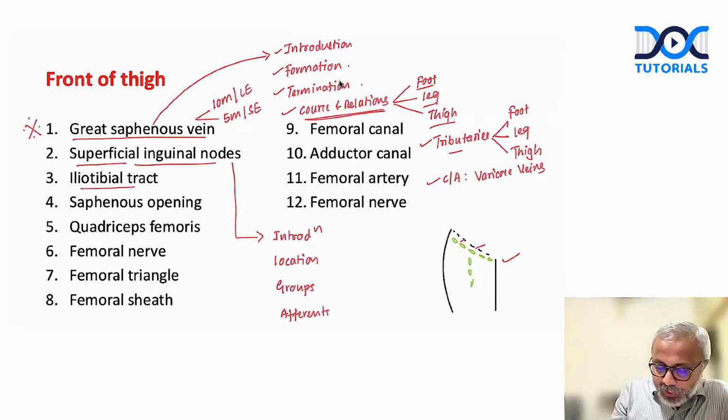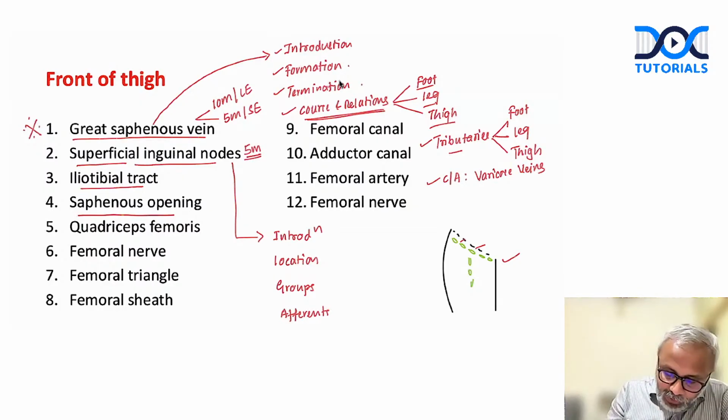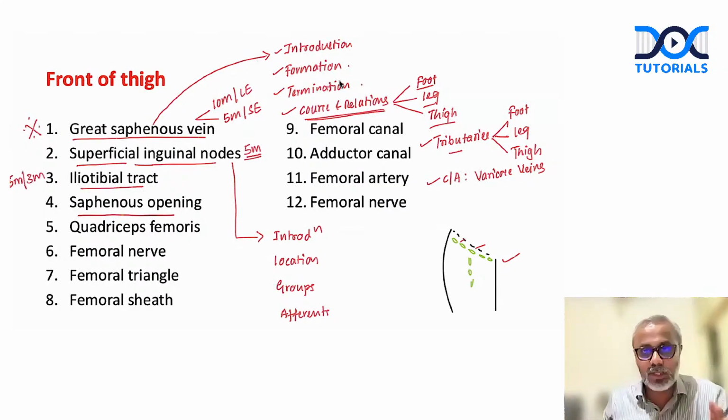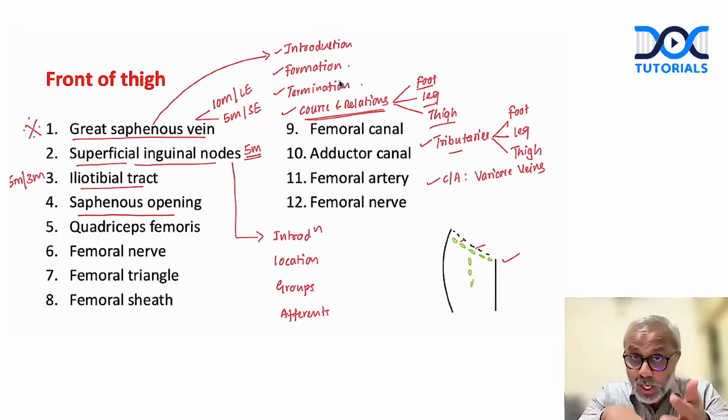One is the iliotibial tract and the other one is the saphenous opening. The superficial inguinal nodes is often a 5-marker question. The iliotibial tract could be a 5-marker or even a 3-marker question. Define what is iliotibial tract. Describe how the iliotibial tract is formed. What is the function of the iliotibial tract? Okay, this is what we need to write if iliotibial tract is asked.